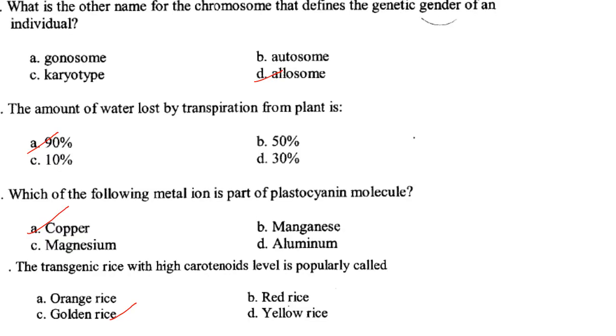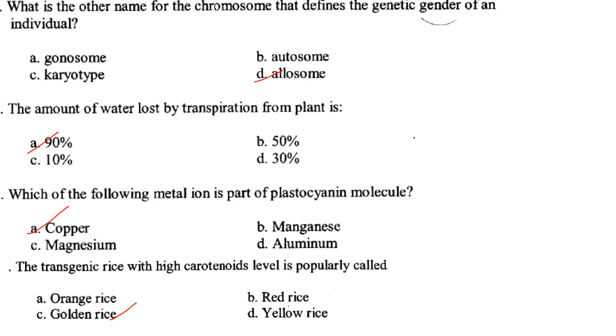So coming to the next question. What is the other name of the chromosome that defines the genetic gender of an individual? That is called allosome. Answer is option D. The amount of water lost by transpiration from a plant is... So plants lose water in gaseous or vapor form, through the stomata, through the process of transpiration. So around 90% of the water is lost by transpiration from the plant.